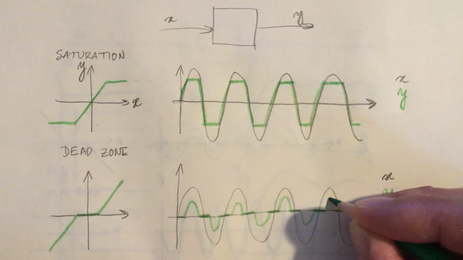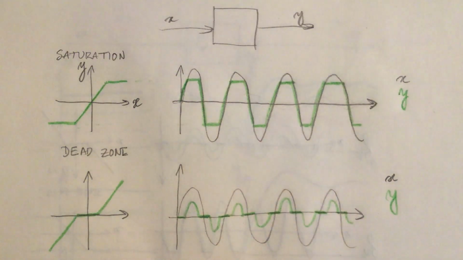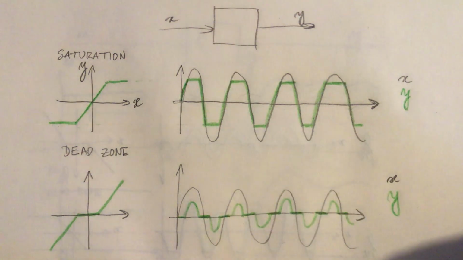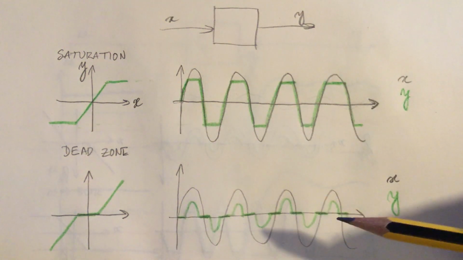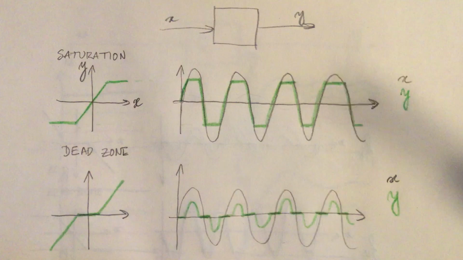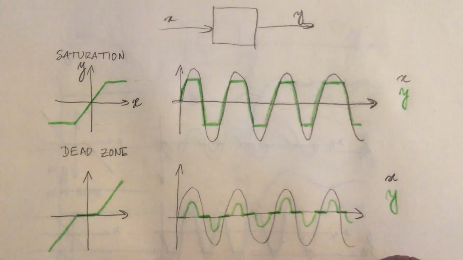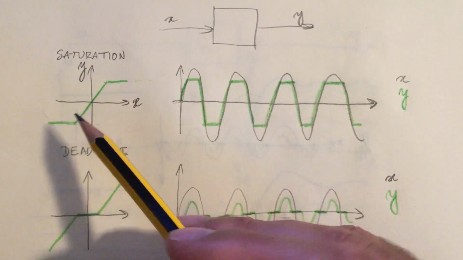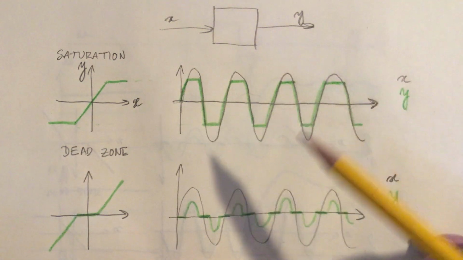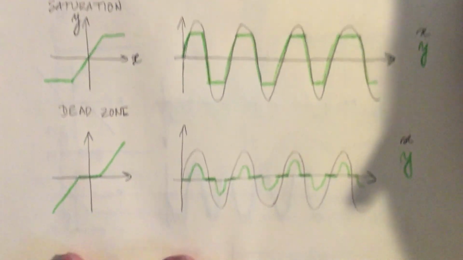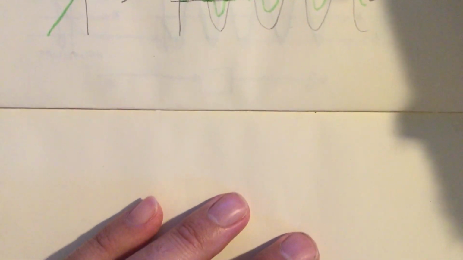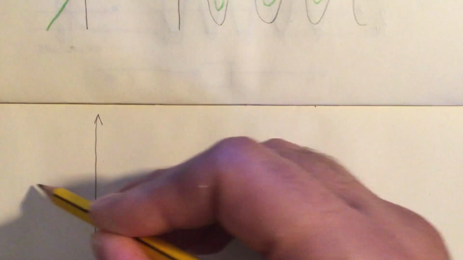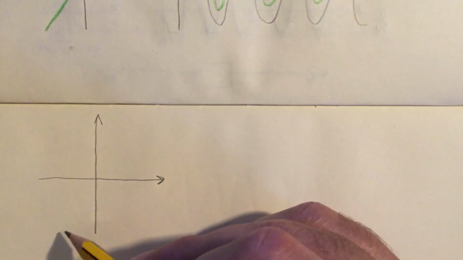Now, both the saturation and the dead zone are static nonlinearities. Surely you already know the difference between a static and a dynamic system. In a static system, the output only depends on the current input, while in a dynamic system, the output also depends on past inputs. Let us now take a look at a very usual nonlinearity which has a dynamic.